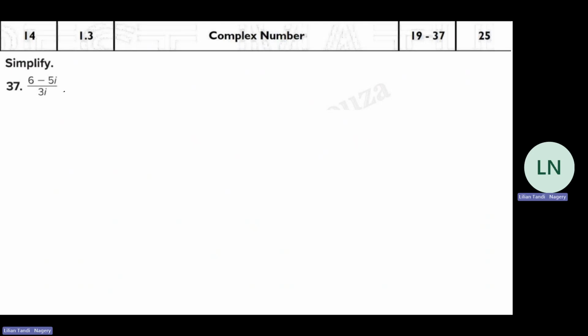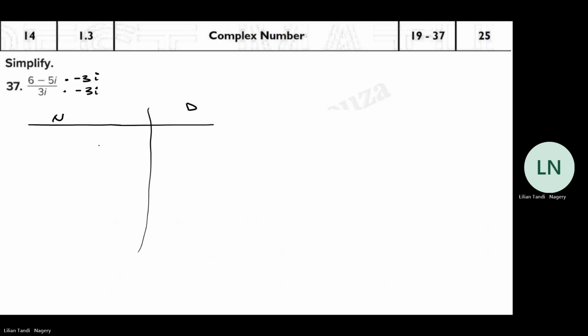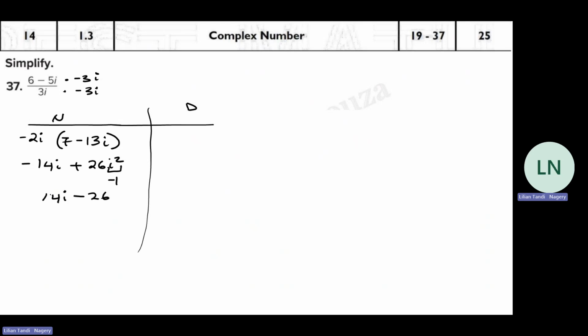So you're going to multiply with the conjugate, which is negative 3i, negative 3i. So you're going to do your numerator here, and your denominator here. So this will be negative 2i, 7 minus 13i, which will be negative 14i plus 26i squared. But this part becomes negative 1. So this becomes negative 26 and 14i.